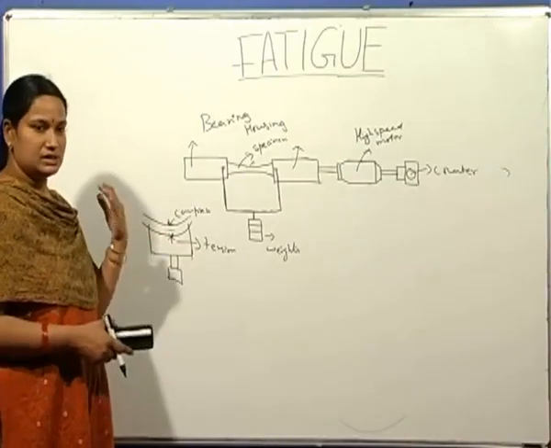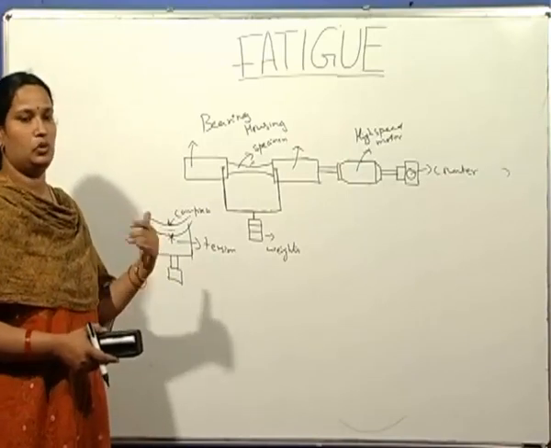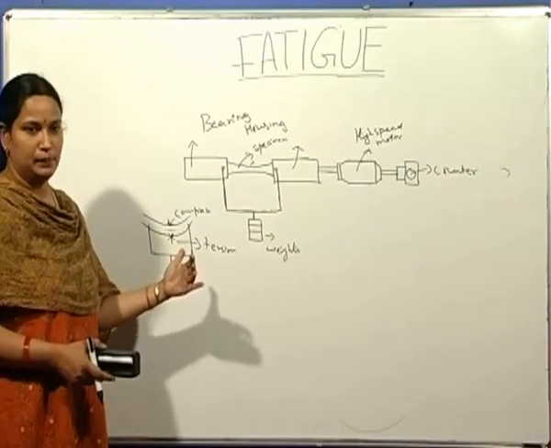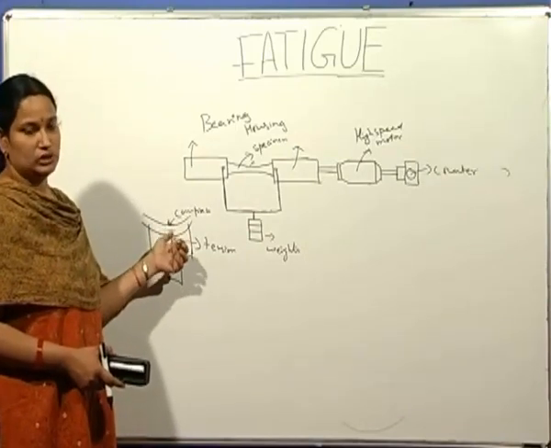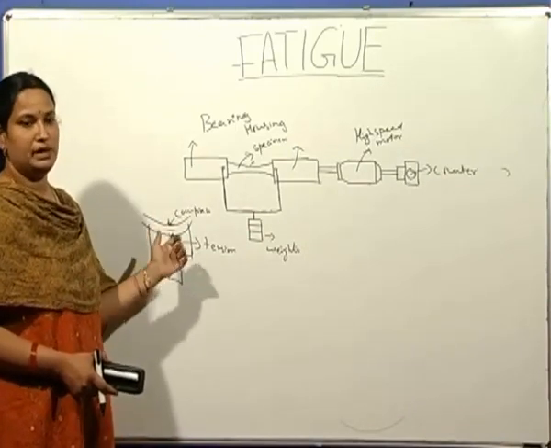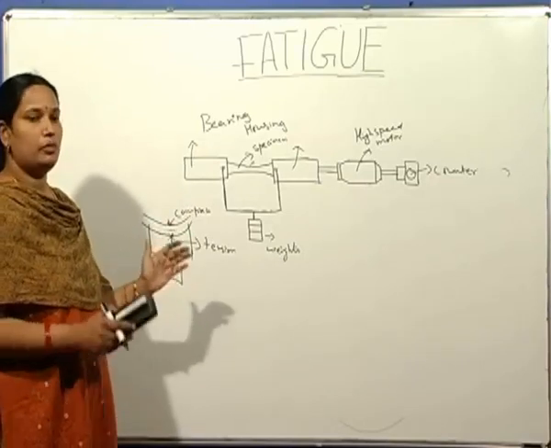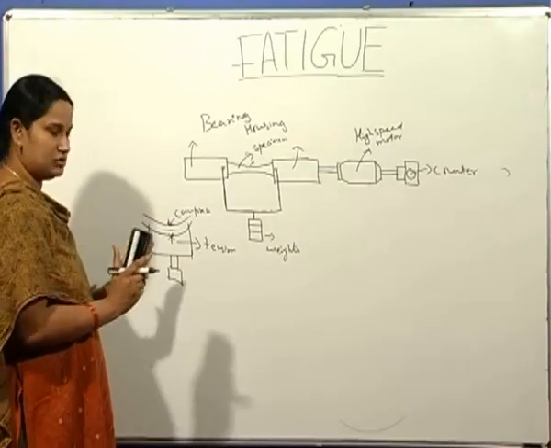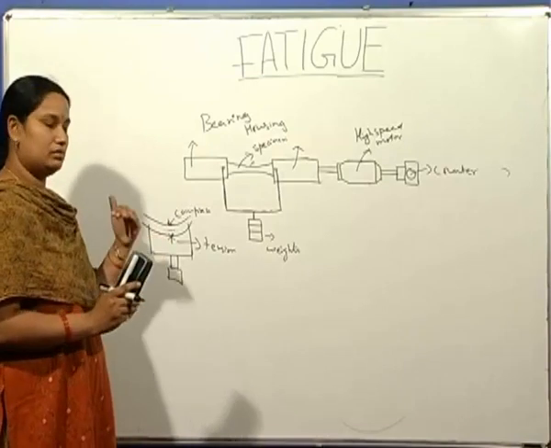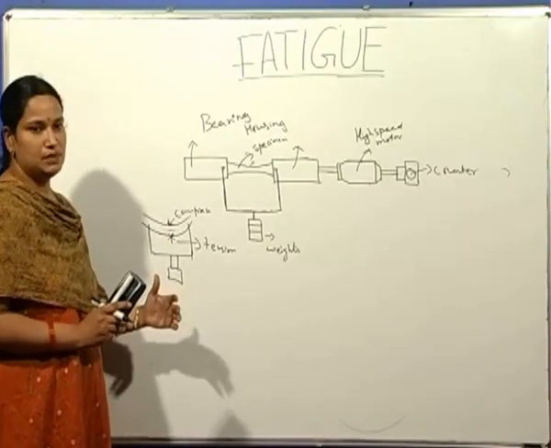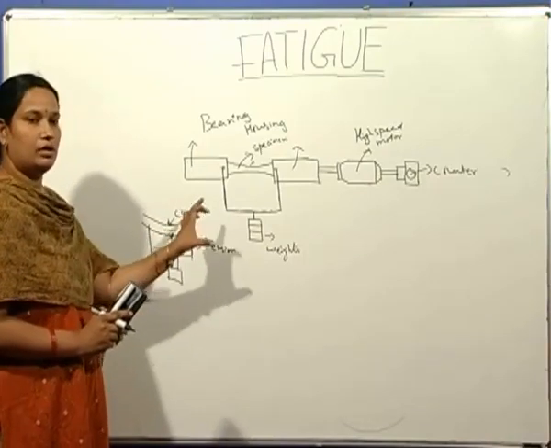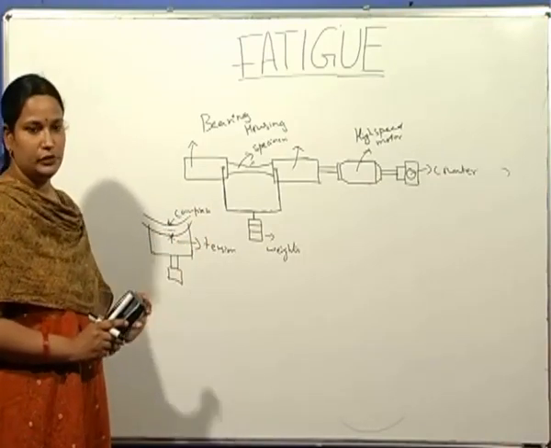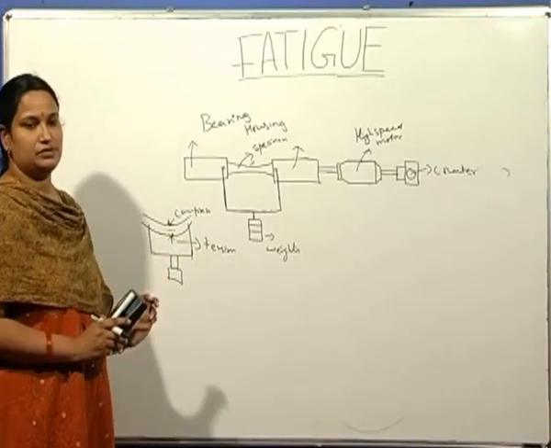So like this, the same component is subjected to tension and compression, and this experiment is carried out till failure. The material fails. So for a particular stress, whether it is maximum stress, minimum stress, or alternating stress, the number of cycles to failure is observed.